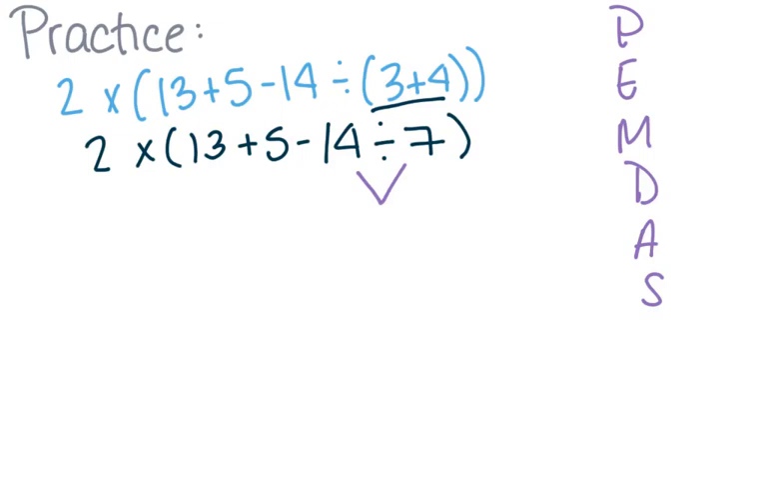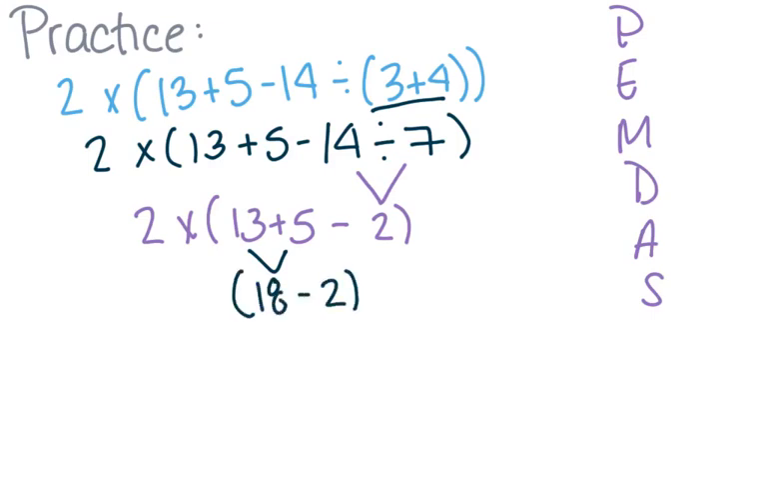And 14 divided by 7 is 2. And I'm still keeping that parentheses there because we're not done solving everything that is in our parentheses. So now we just do from left to right with our addition and our subtraction. So we are going to do 13 plus 5 which is going to give us 18. We're still in parentheses because we're not done. And now we can do 18 minus 2 for 16. And then all that's left is to do 2 times 16, which is 32.